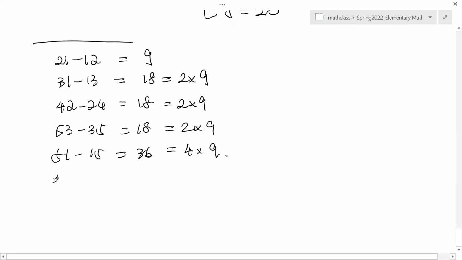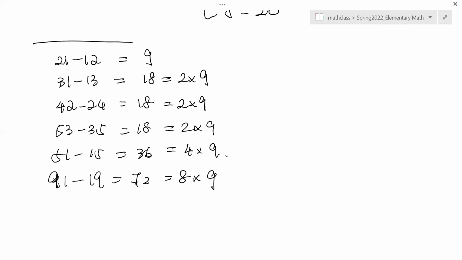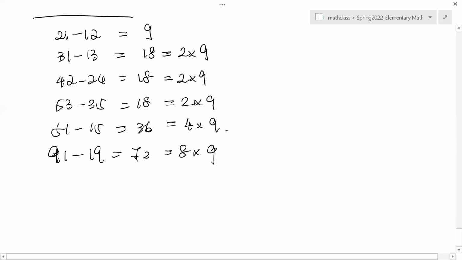Okay. Maybe 91 minus 19. Okay. 91 minus 19, it's 72, right? 72 is 8 times 9. So at this point, maybe you can tell your mommy, hey, mommy, I found some pattern here. If I switch the two digits, I take a difference, I find out it's always a multiple of 9.